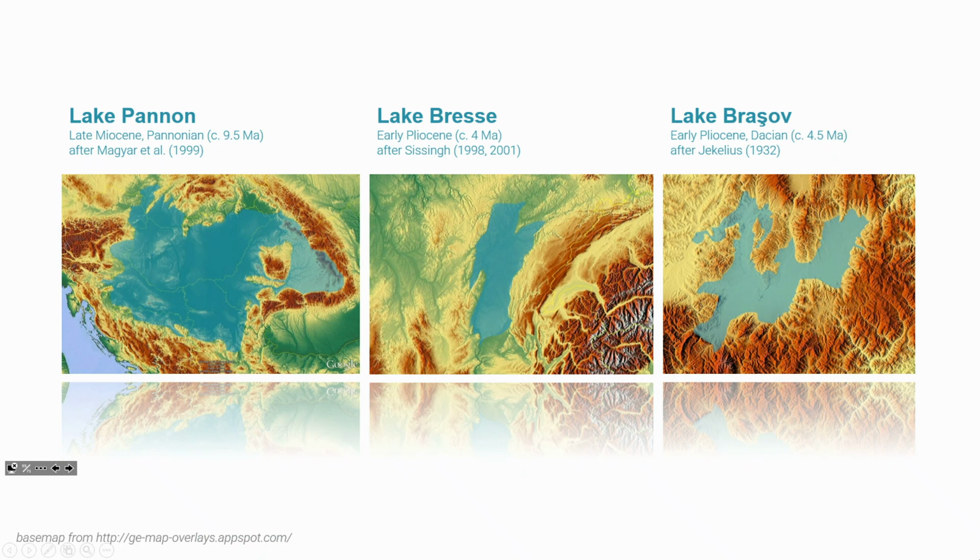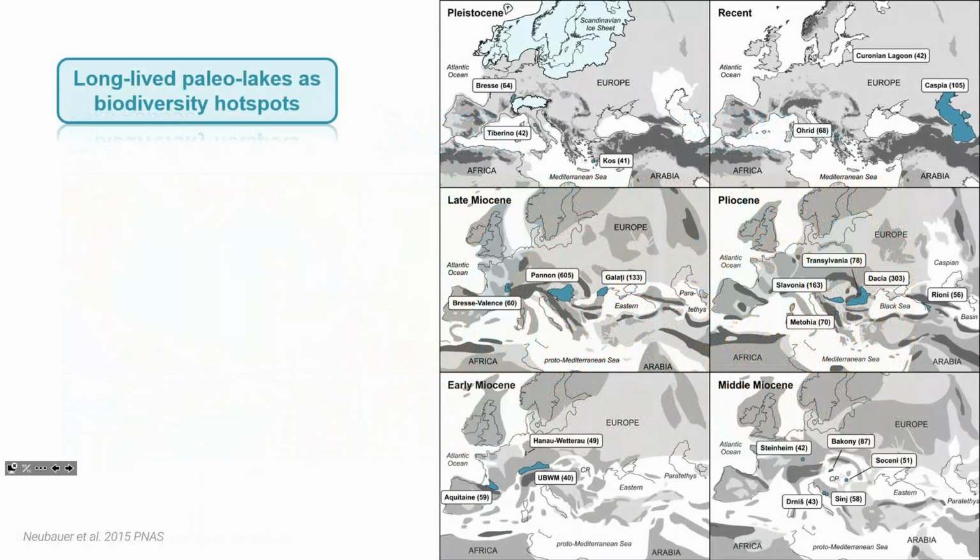And one big example is Lake Pennon. We've seen that one already, or some of these evolutionary lineages, but lesser known would be the French Lake Bresse and the Brasov Lake in Romania. In many cases like these two, we do not know exactly how long they existed, but we know that they were there for a pretty long time, so they were long-lived, but we cannot give you a number and use this in analysis, which sometimes makes things a bit more complicated.